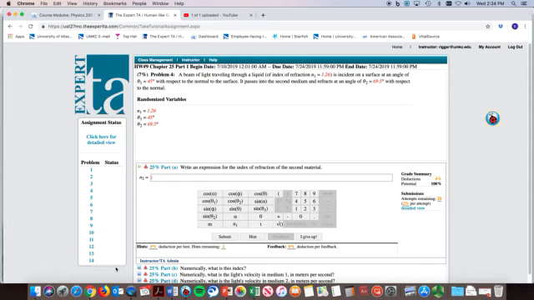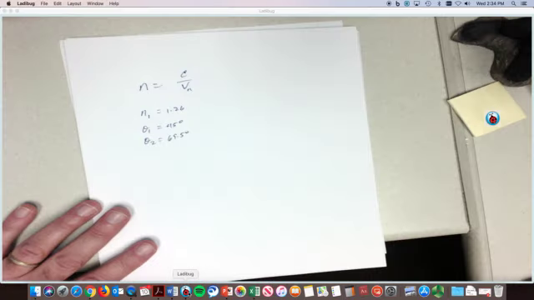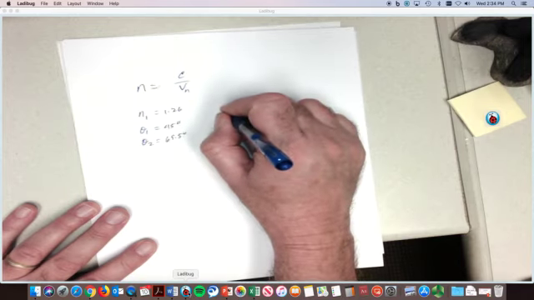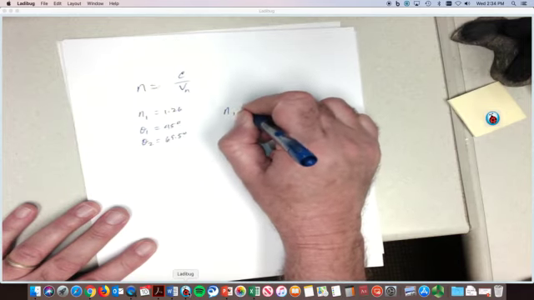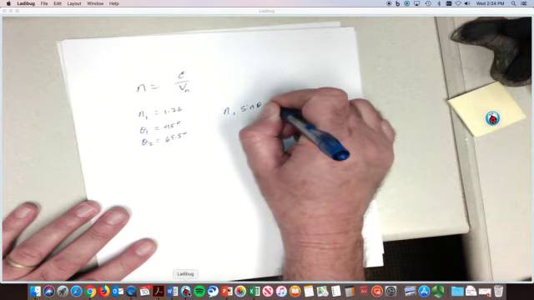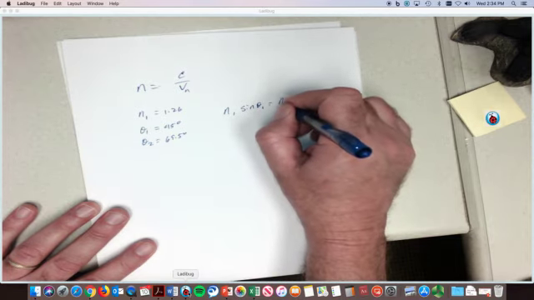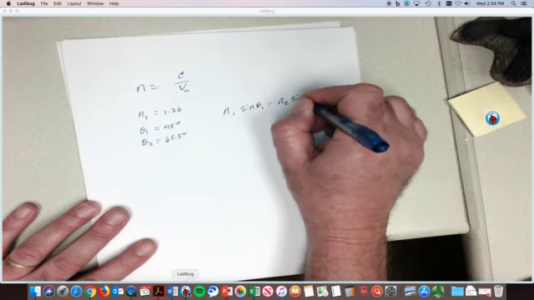Some things don't change. N1 is equal to 1.26, no units. Theta 1 is equal to 45 degrees. Theta 2, notice we're using theta, so we don't need all those phi's, is equal to 69.5 degrees. And we know Snell's law says N1 sine theta 1 is equal to N2 sine theta 2.